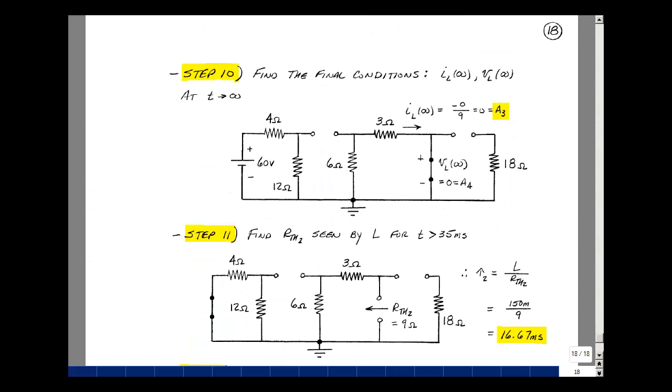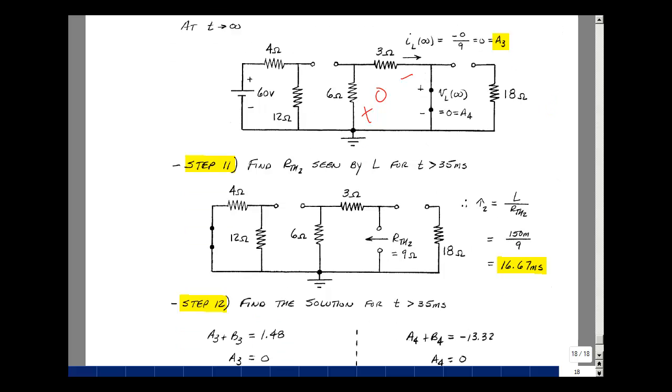Our next step, 10, is the same as step 4. We'll take a look at the final conditions as t approaches infinity. But this time we can do that because we have no more switching in our circuit. The switch is open after 35 milliseconds. This inductor has been in the circuit a long time, so it looks like a short circuit. That's equal to 0 volts, and that's going to be equal to A4 plus B4 times e to the minus infinity, which is just 0 times B4, so that would just be A4. There's no current in the open circuit. There's no voltage here, and so there's therefore no voltage across here, and therefore this current is also equal to 0. That's going to be equal to A3 plus B3 times e to the minus infinity, or just A3.